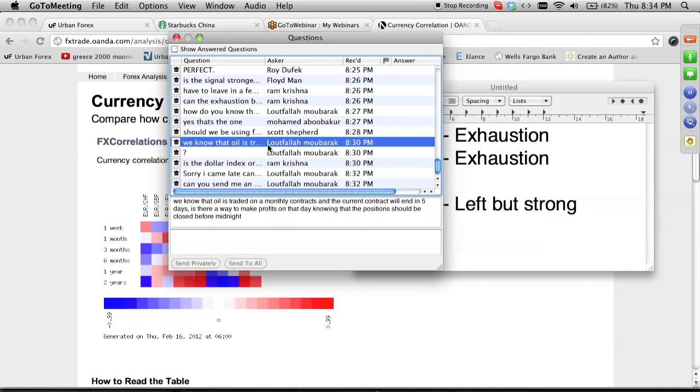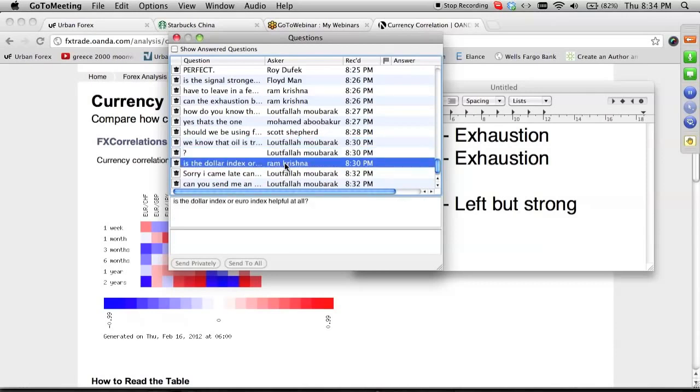Lutfala, we know that oil is traded on a monthly contract and the current contract will end in 5 days. Is there a way to make profits on that day, knowing that the positions will be closed before midnight? Actually, I have to probably look into that. It does sound interesting to research. Maybe in the next recap, I'll have some information for you about that. Sounds fun.